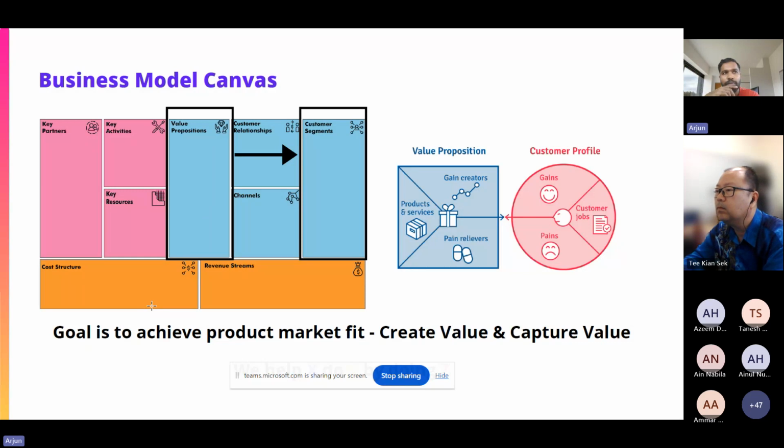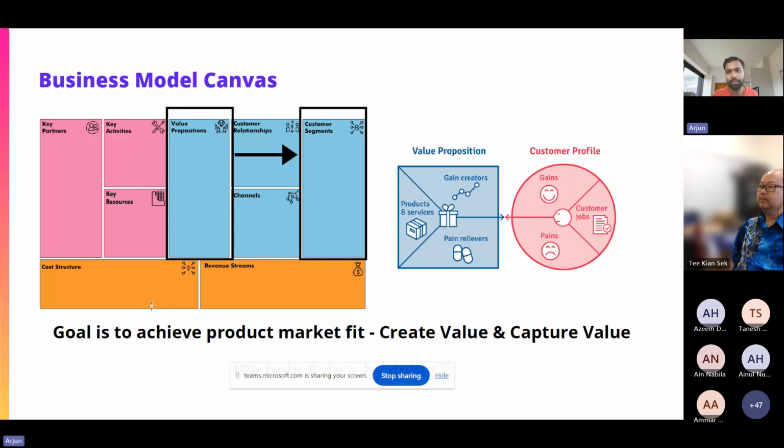Let's say, for example, a very simple example again, patients having fever. Patients having fever is your customer segment. Your value proposition is basically pain relieving, right? Let's say you come up with a paracetamol tablet. It is going to relieve their pain, it is going to relieve their fever. So that is a pain reliever.